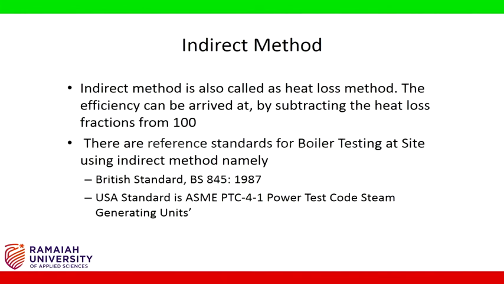Indirect method is also called the heat loss method. The efficiency can be arrived at by subtracting the heat loss fractions from 100. There are reference standards for boiler testing at site using the indirect method, namely British Standard BS 845:1987. The USA standard is ASME PTC 4.1, Test Code for Steam Generating Units.